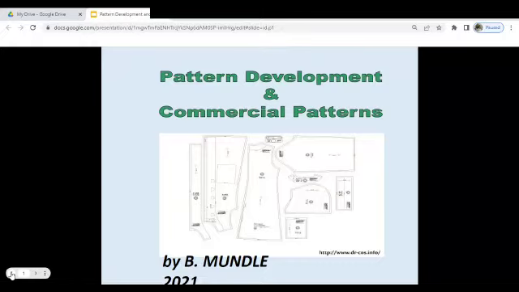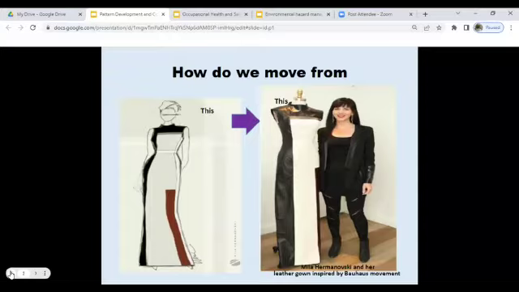We're looking at pattern development and commercial patterns this evening. Now, yesterday, Miss Claire taught us how to do our fashion sketches. This evening, we are going to look at how we move from an actual sketch to a garment. On screen, you will see a sketch by Miller Hermanovsky. It's a leather gown inspired by the Bauhaus movement. We are going to look at how, as a designer, as a fashion student, you can move from your sketch to an actual garment using patterns.